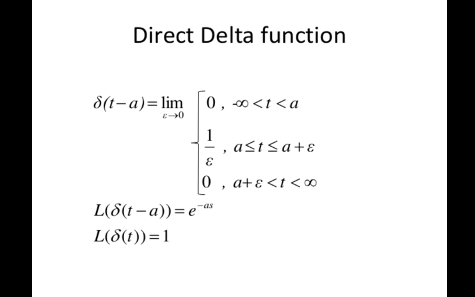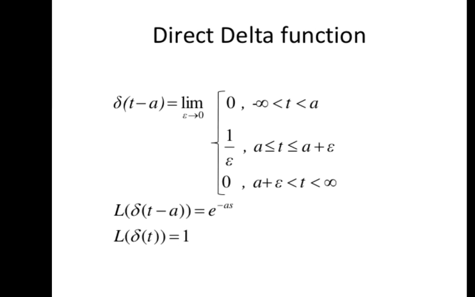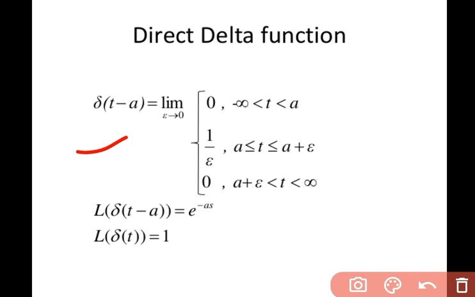Dirac delta function. We define a new term known as the Dirac delta function, defined as delta of t minus a equal to the limit as epsilon tends to 0 of: 0 when t is between minus infinity and a, 1 upon epsilon when t is between a and a plus epsilon, and 0 when t is between a plus epsilon and infinity. And taking the Laplace transform of this we get this, and the Laplace of delta of t, the Dirac delta function, is equal to 1.